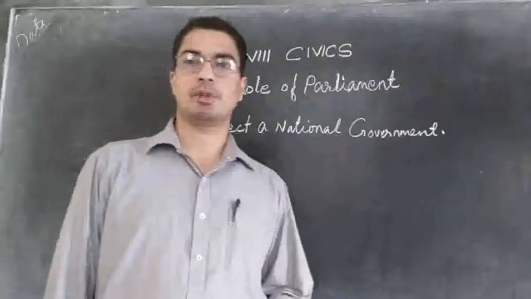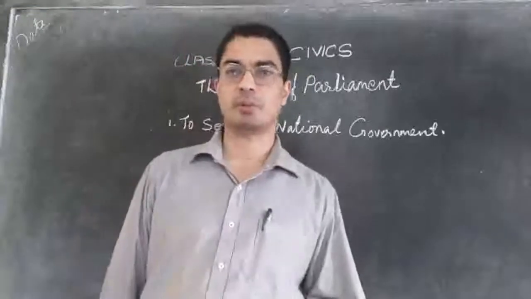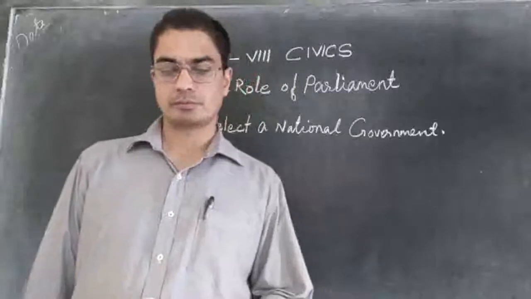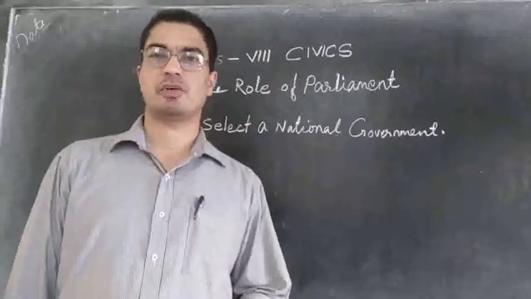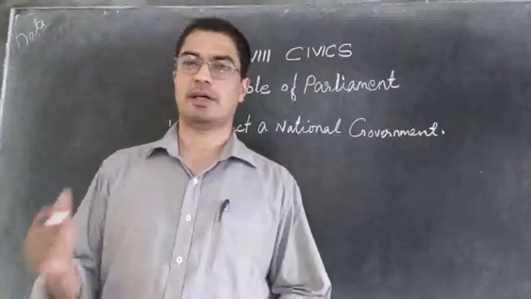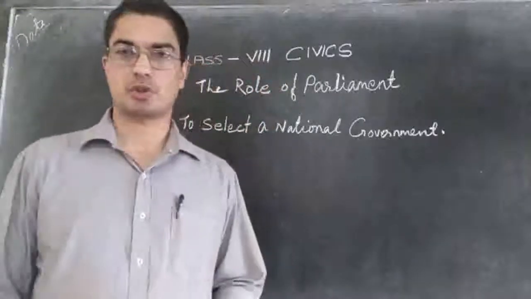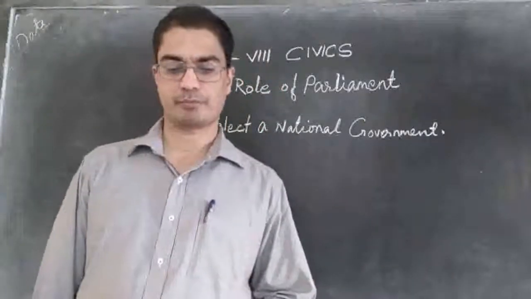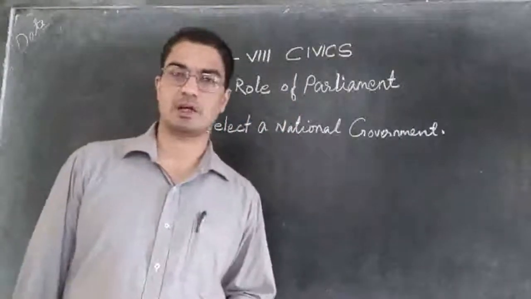So we know the members who are elected to the parliament are called MPs. MP means member of parliament. And all the MPs together, we already said there are two houses, upper house and lower house. Rajya Sabha is the upper house, Lok Sabha is the lower house. So both these houses put together we call parliament. And the first function is to select a national government.